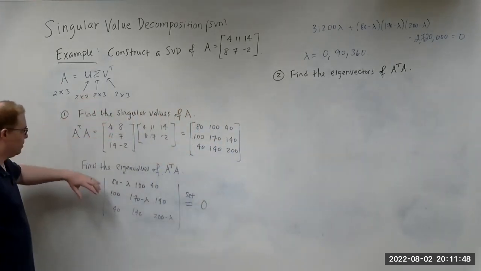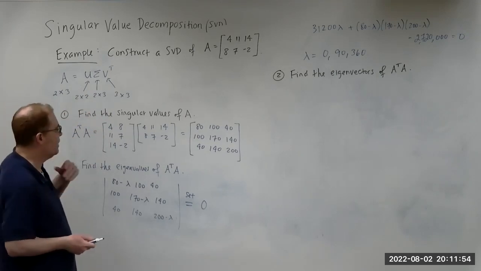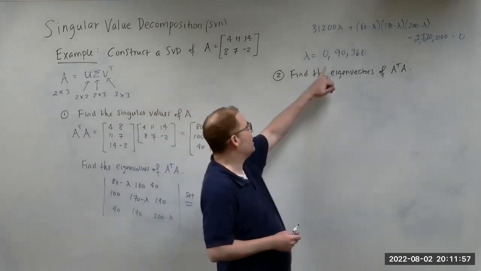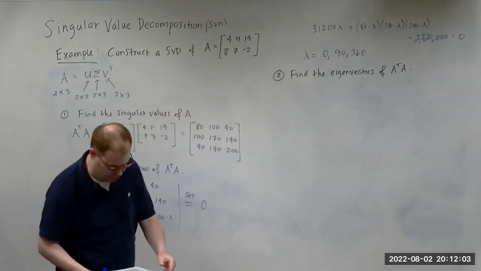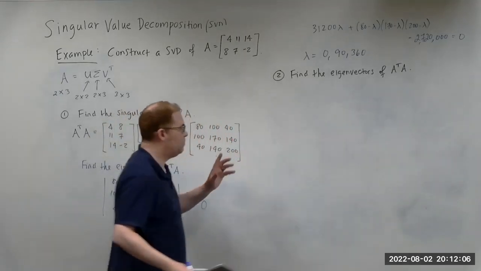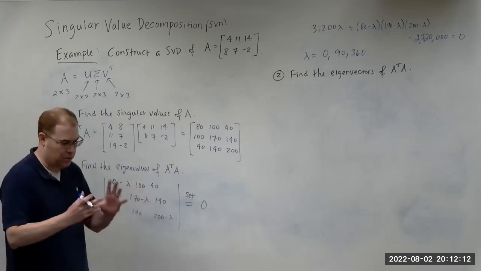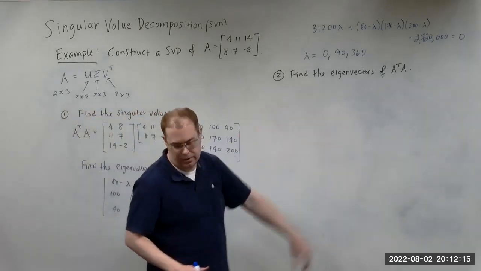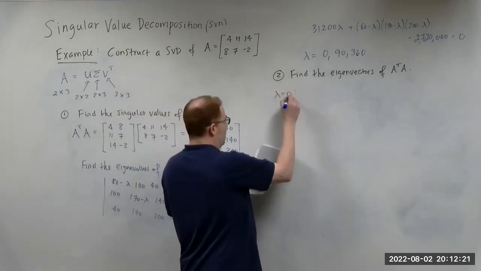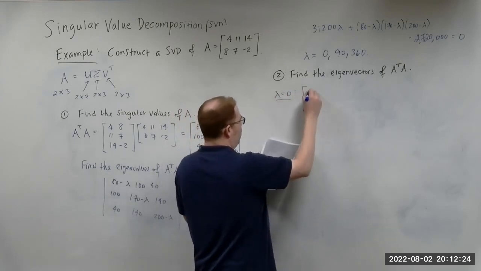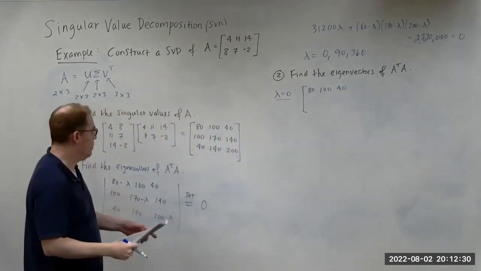So again, we found our eigenvalues, and eventually to construct sigma, we're going to have to take the square root of these eigenvalues. But now we need to find the eigenvectors of this. If you recall, you just plug those back into here, because this forms the coefficient matrix to the system that we had earlier up here. So let's start with lambda equals zero. Plugging those in, we're going to end up getting this.